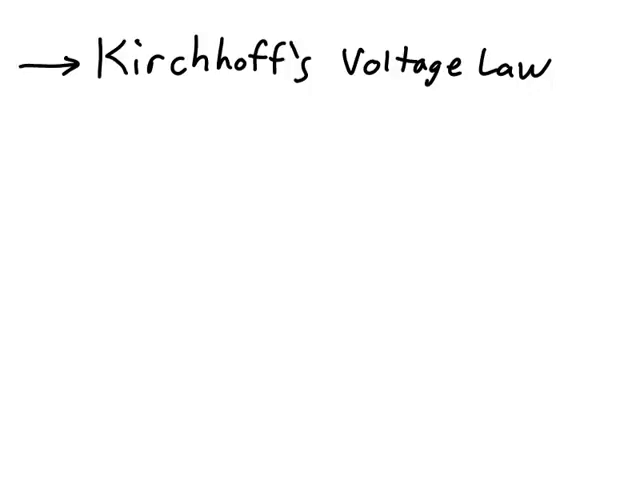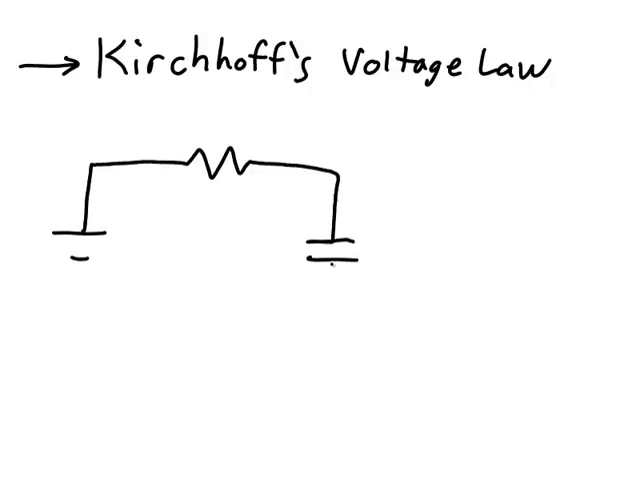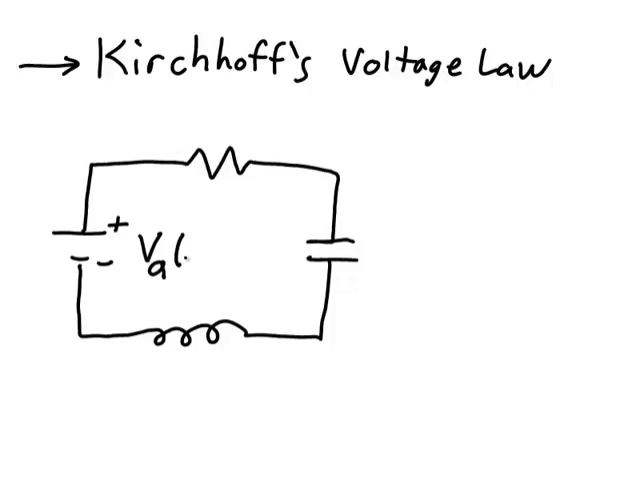The voltage law states that at any given instant of time, the sum of the voltages around a loop is 0. For example, suppose that we have a battery and we have a number of elements in this circuit. Let's suppose that the voltage provided by this battery is called the voltage applied, and remember that this changes with time.